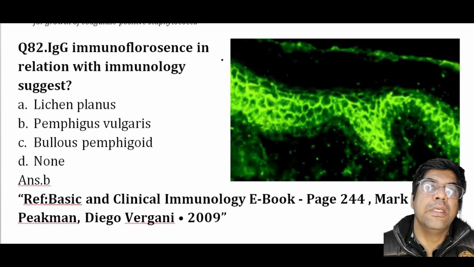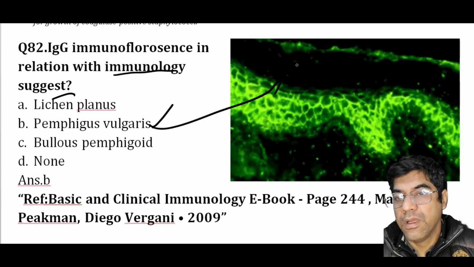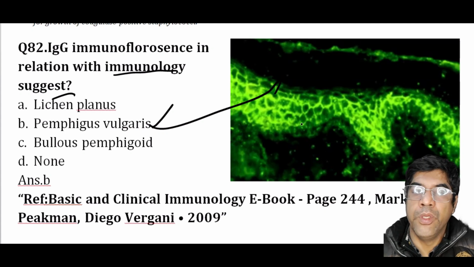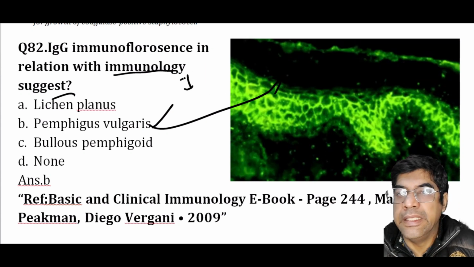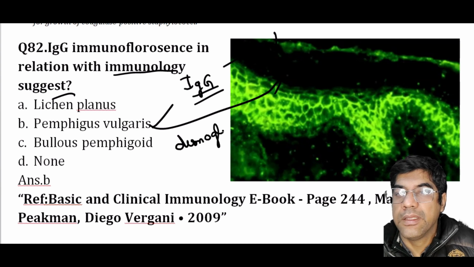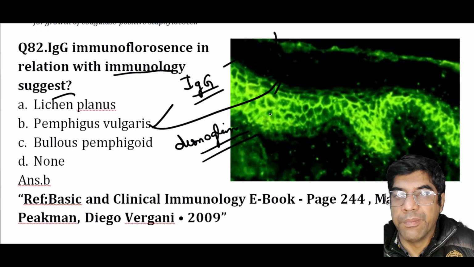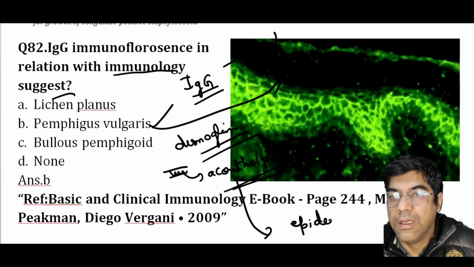Next question: the IgG immunofluorescence in relation with immunology suggests pemphigus vulgaris. Pemphigus vulgaris, we know, is an autoimmune blistering disease that affects the skin and the mucous membrane. In pemphigus vulgaris, the IgG antibodies target desmoglein, a protein that helps cells adhere to each other in the epidermis. So the binding of IgG antibodies to desmoglein leads to the loss of cell adhesion, that is known as acantholysis, that results in epidermal blisters.